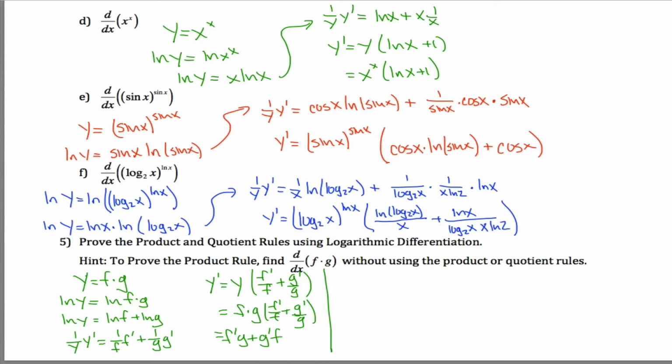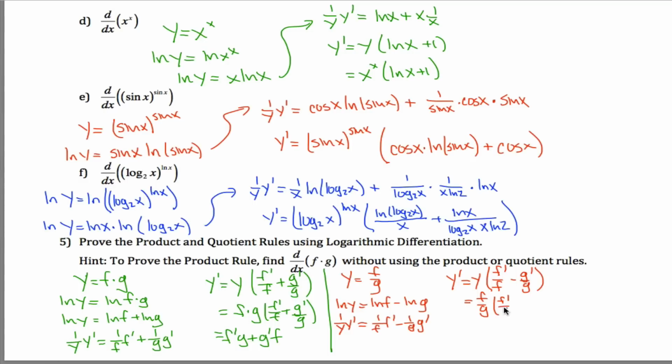Exact same logic will work to show the quotient rule. I'll say y equals f divided by g. So the natural log of y is equal to the natural log of f minus the natural log of g. So 1 over y times y prime is equal to 1 over f times f prime minus 1 over g times g prime. So y prime, which is what I was trying to find, is y times f prime over f minus g prime over g. However, now y is f over g, so it's f over g times this thing.